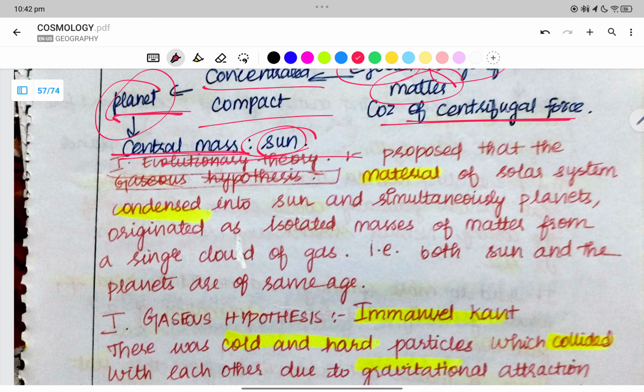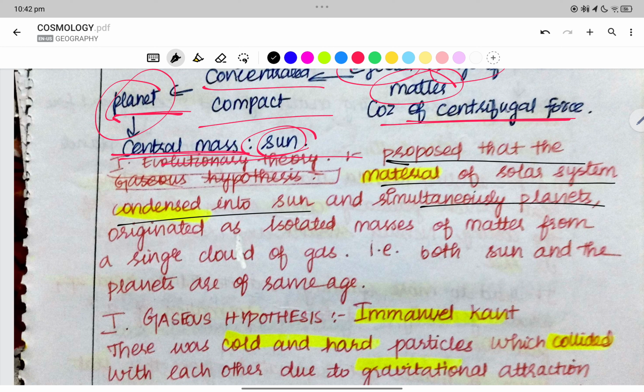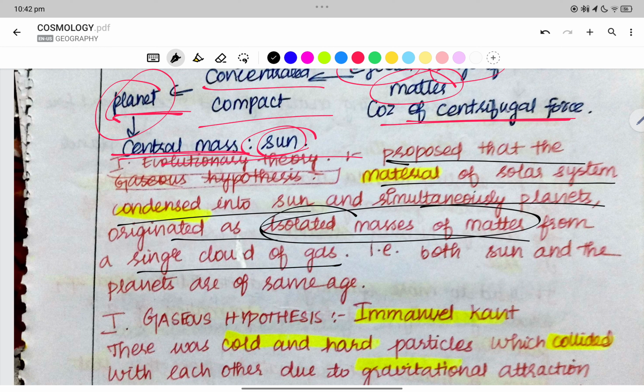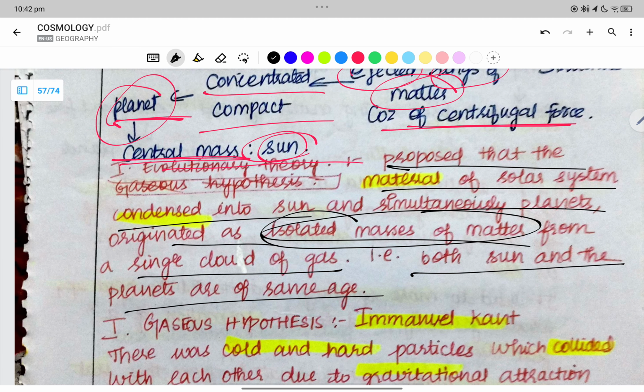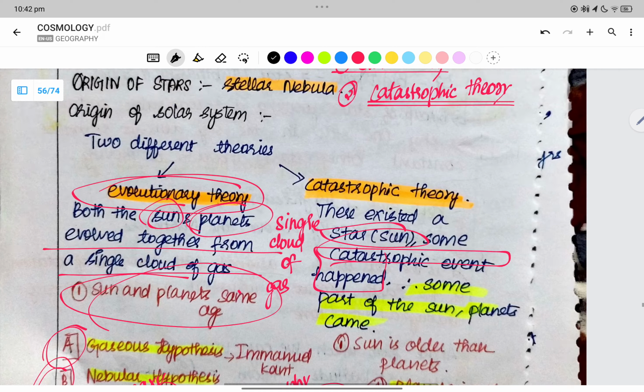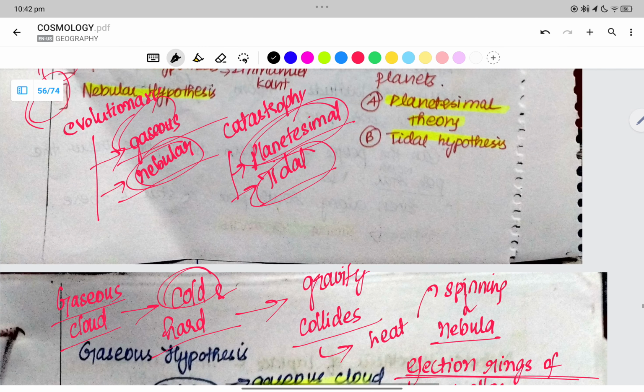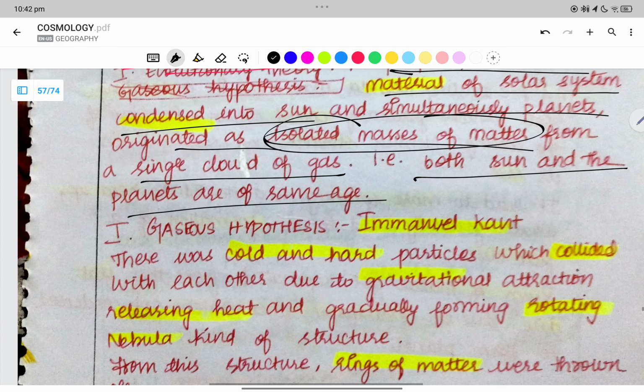Now let us look into the gaseous hypothesis even more clearly. It proposes that the material of the solar system condensed into the sun, and simultaneously the planets originated as isolated masses of material from a single cloud of gas, that is, both the sun and the planets are the same age. This is nothing but the evolutionary theory, right?